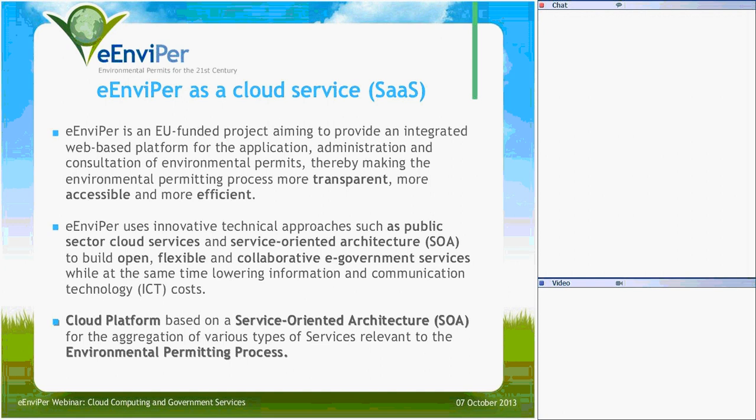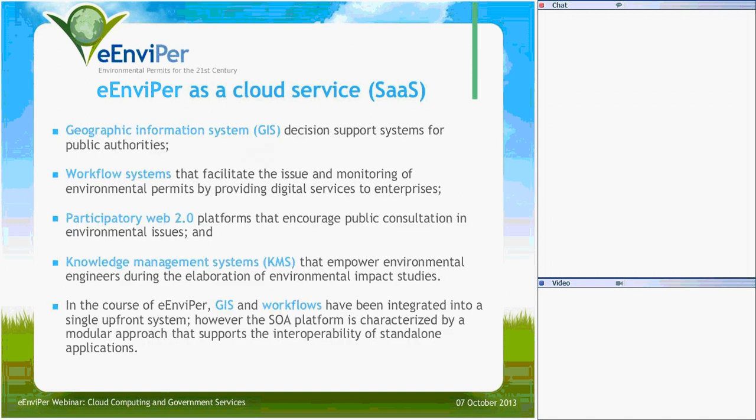So our platform is a cloud service, and it is software as a service, a SaaS. It is a European-funded project. It is a web-based platform for the application, administration, and consolidation of environmental permits, which enables more direct, more accessible, and more efficient processes. The cloud approach also uses a service-oriented architecture in order to build an open, flexible, and collaborative eco-service approach, which enables you to lower your technology costs as well. So see what eEnviPer provides.